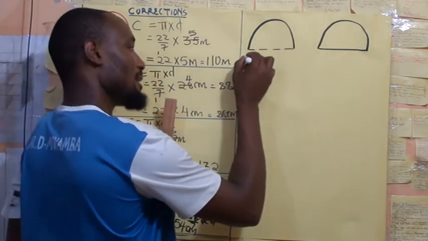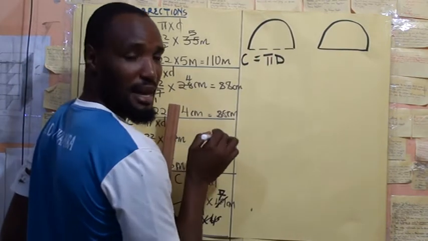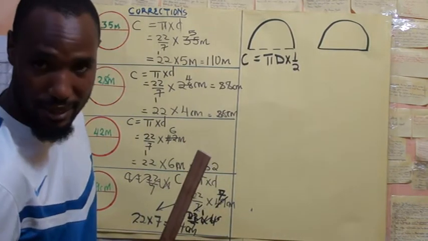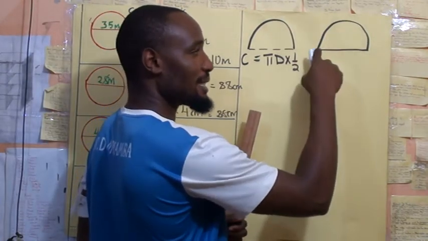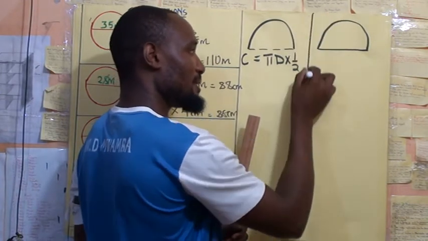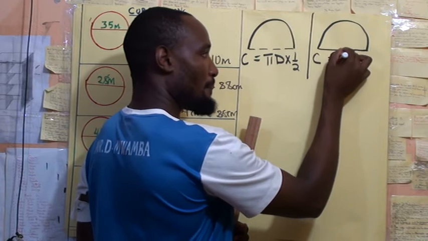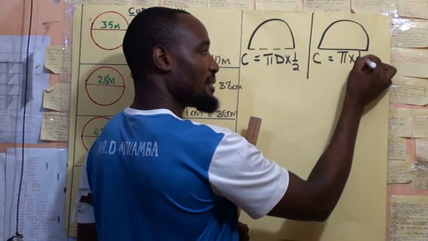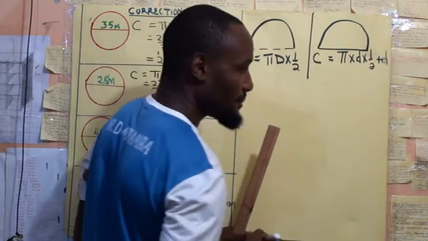You just say circumference is equals to pi d. After that, you multiply by a half. Why a half? Because this is a semicircle. Are we there? Now, this is a semicircle, but it has a complete diameter. How do you do the circumference? The circumference is different. What you do, you say circumference is equals to pi times d times a half plus d.